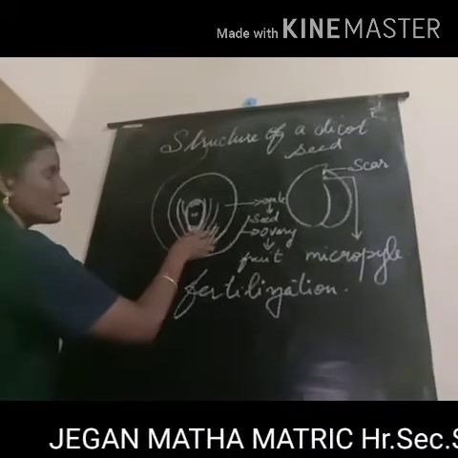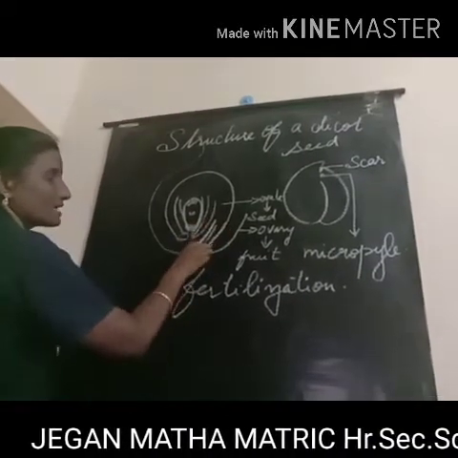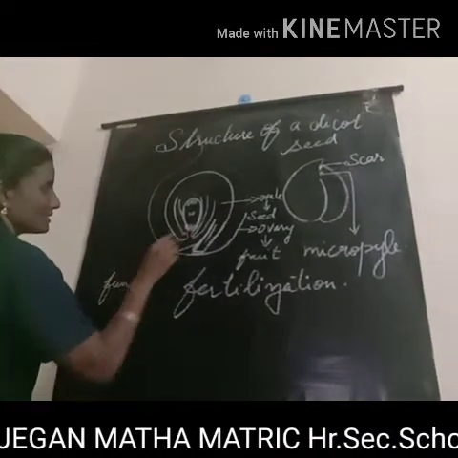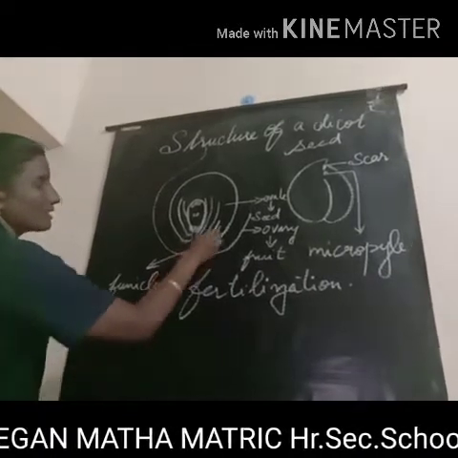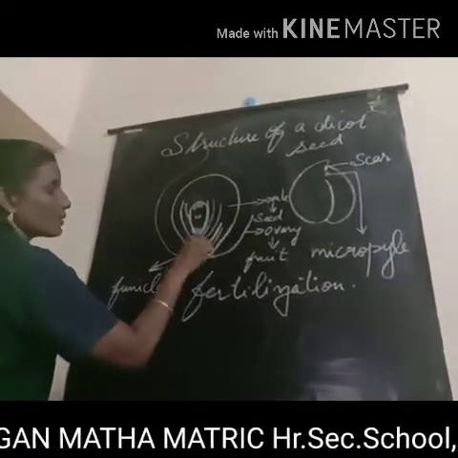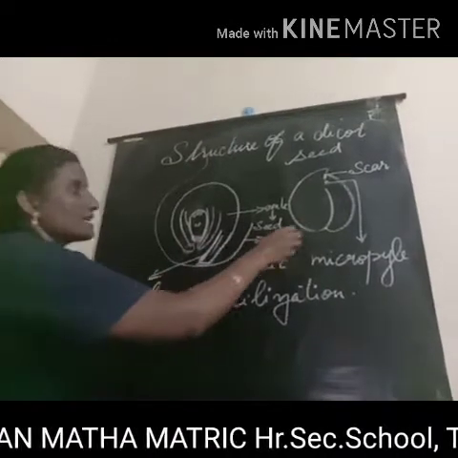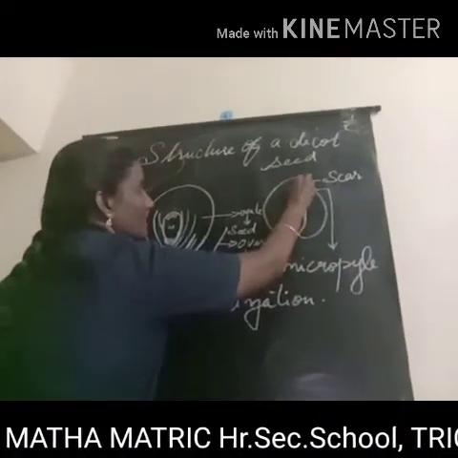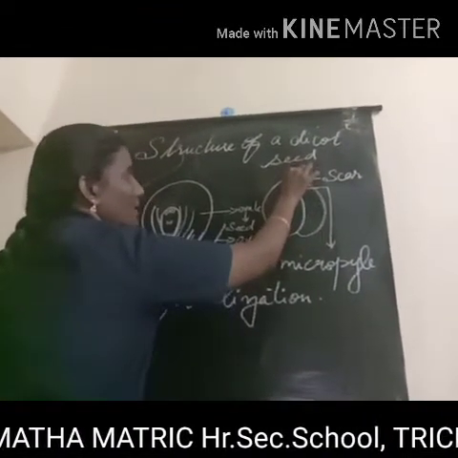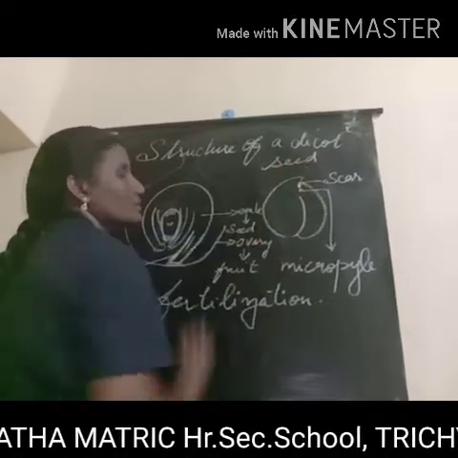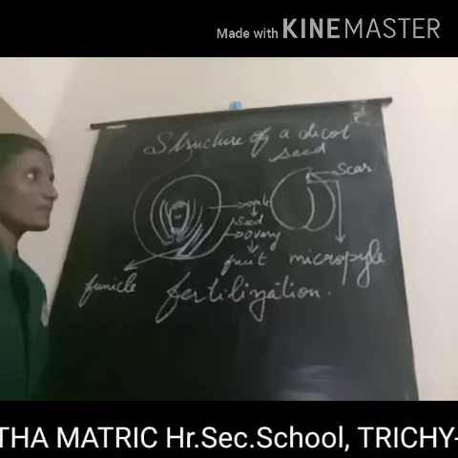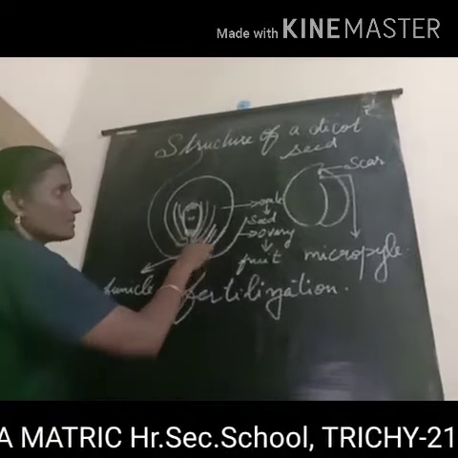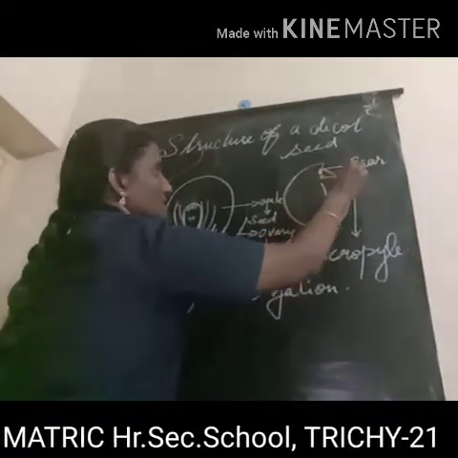Here you have studied that this is the funicle. The funicle is attached to the ovary. If you see a seed, you can see a scar-like structure, and this is the place where the seed is attached to the ovary with the help of the funicle. This scar is called the hilum.